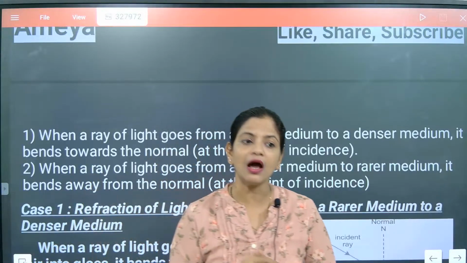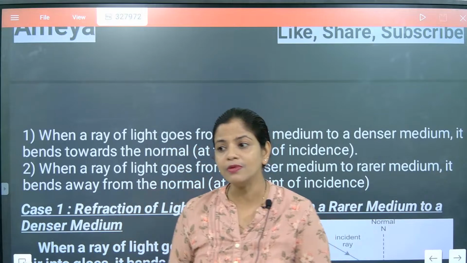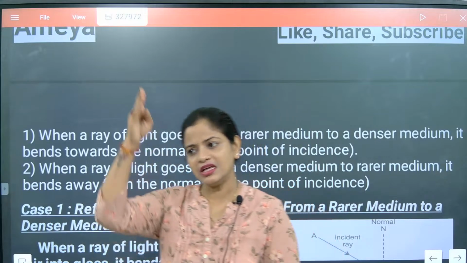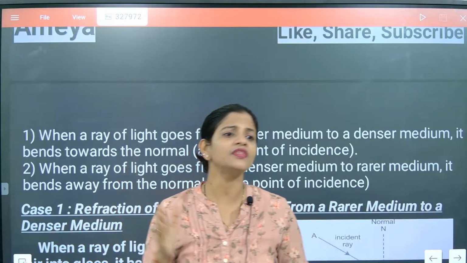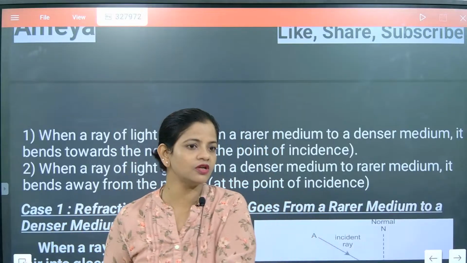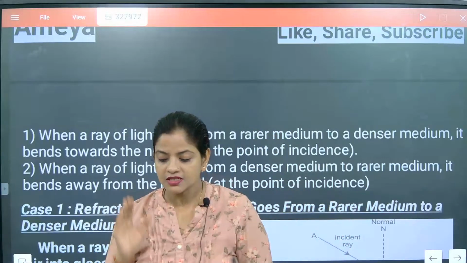The light will bend how? The light will bend from one medium to another. And the normal, what is called as normal? The line that is drawn perpendicular to the surface. The light ray will either go towards the normal or it will go away from the normal. So that is something we have learned.